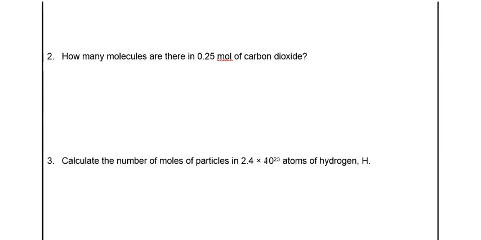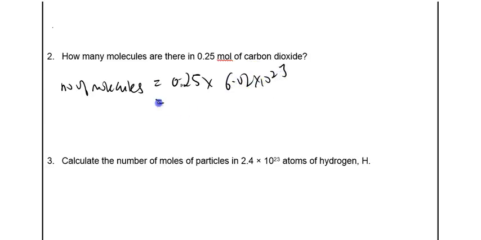Question number 2. How many molecules are there in 0.25 moles of carbon dioxide? So again, this is a direct application of the equation. Number of molecules is simply 0.25 times Avogadro's constant, and we would get 1.51 times 10 to the power 23.